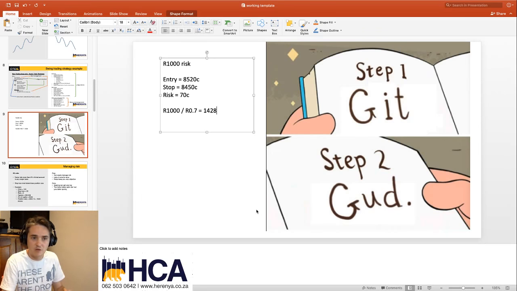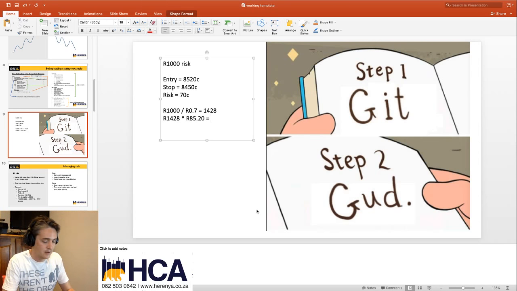Okay, because if 1,428 shares move that distance, it's not so bad. What we don't realize we're doing is taking 1,428 multiplied by 85 Rand 20. I'm going to do that to make it sink in. So 1428 times 85.20, and we're taking 121,665 Rand worth of risk. Remember, we have 50 grand in this account. Let that sink in. You are taking so much more risk.